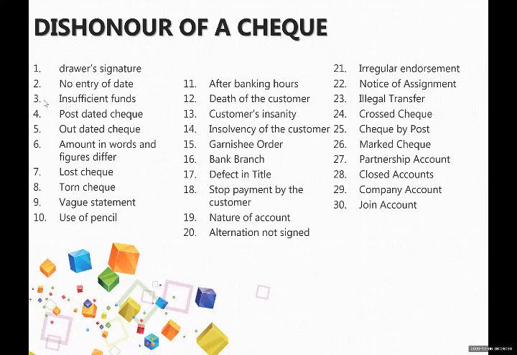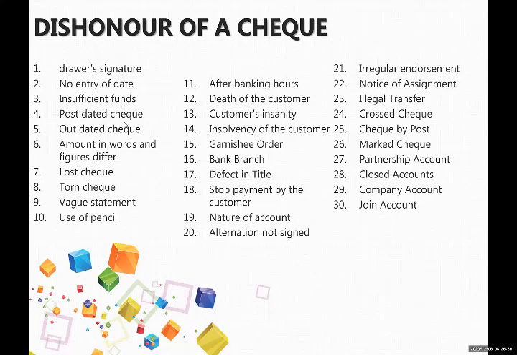the payment. Number 3 is insufficient funds. If you have given the check to encash but there is no amount in your account, the money is not there in your account, the bank will write the reason insufficient funds. Like, there is no money in your account, how could we pay?